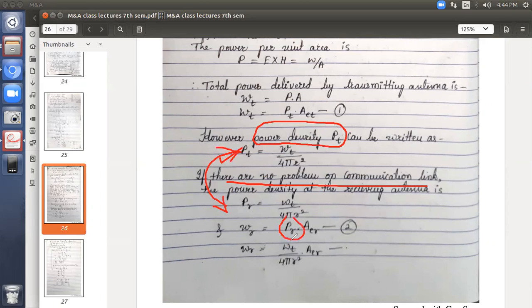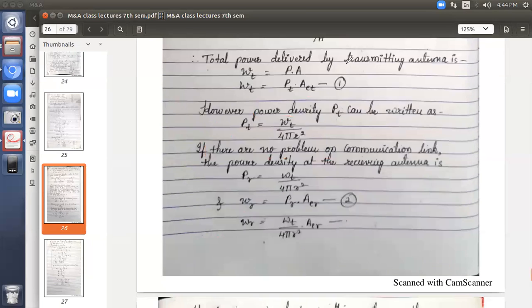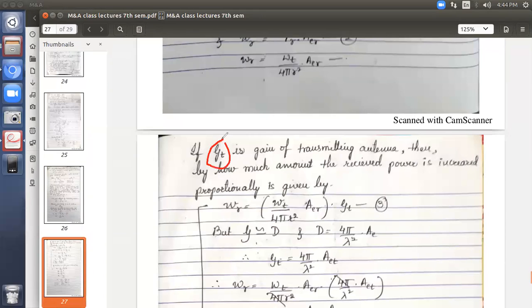That PR we will substitute here. We will get this. After this, as we want gain, GT is the gain. So gain is equal to output divided by the input. Input is this much. Whatever is transmitted will be received. And gain is approximately equal to D. So instead of G, use D. And D is again in turn related to AE.